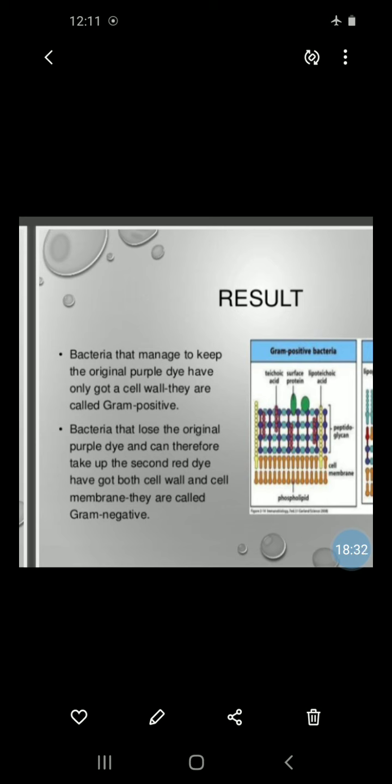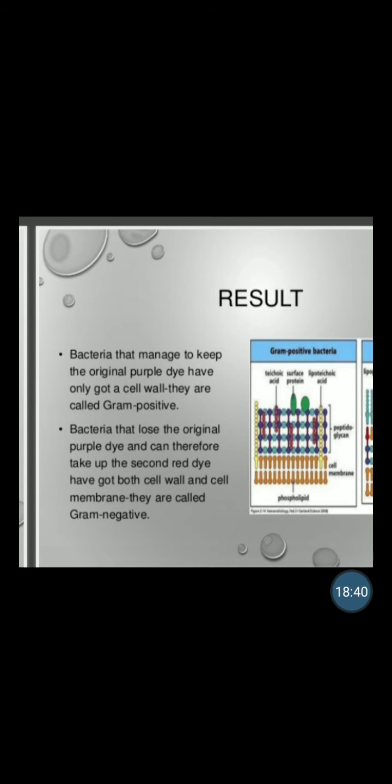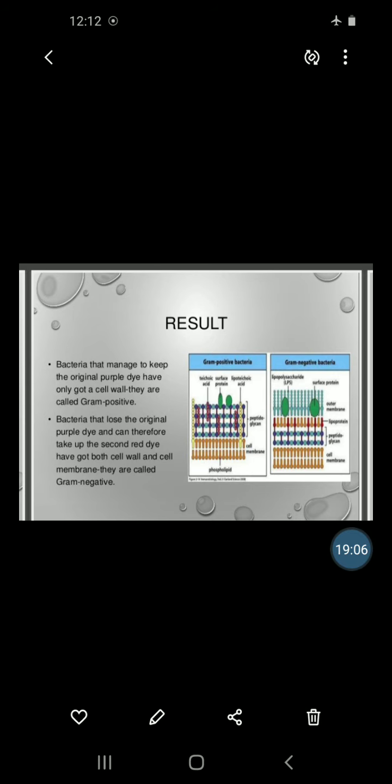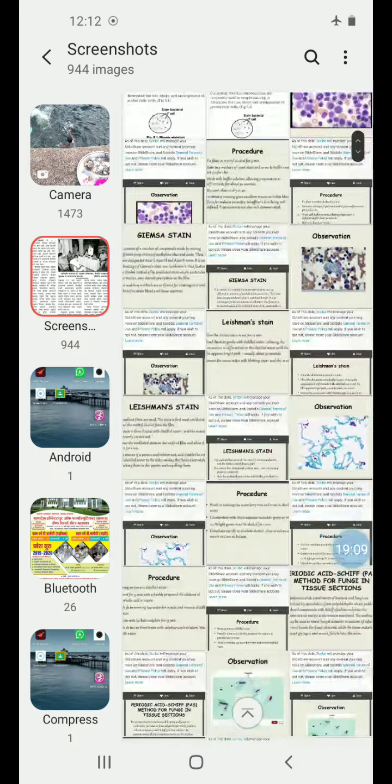Yes, what is the result or observation? First, the bacteria that manage to keep the original purple dye have only got a cell wall. They are called gram-positive. And the bacteria that lose the original purple dye and can therefore take up a second red dye have got both cell wall and cell membrane. Then they are called what? Gram-negative.